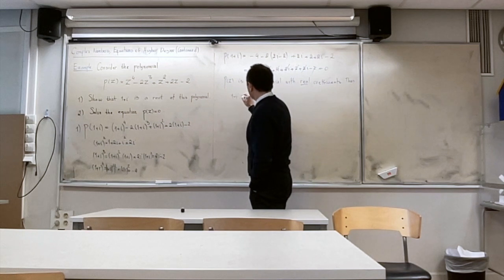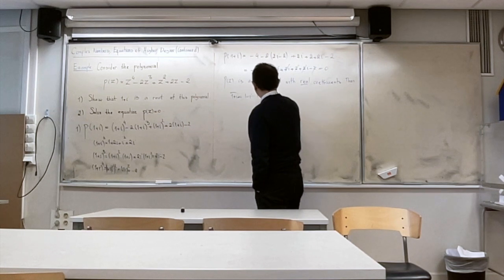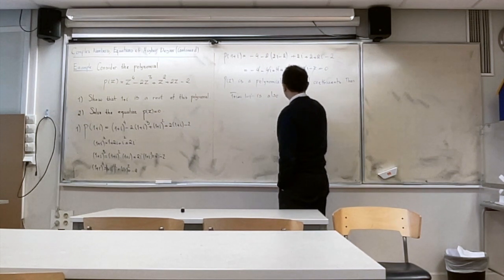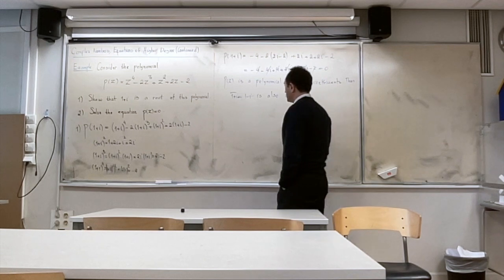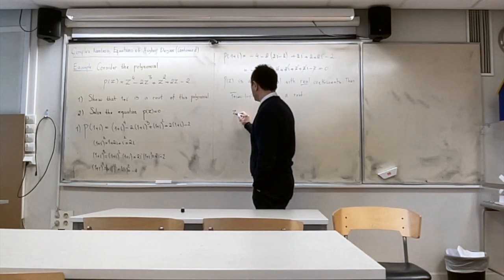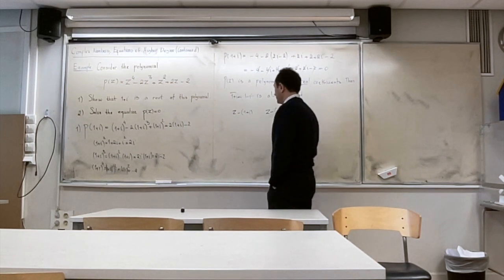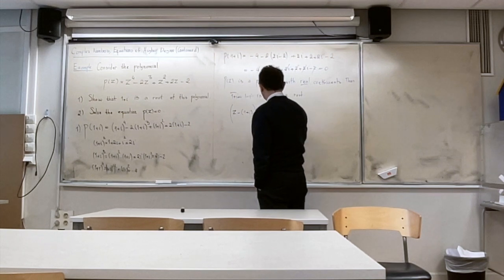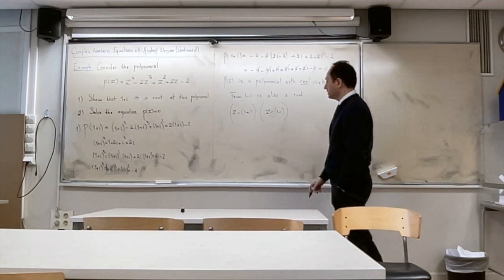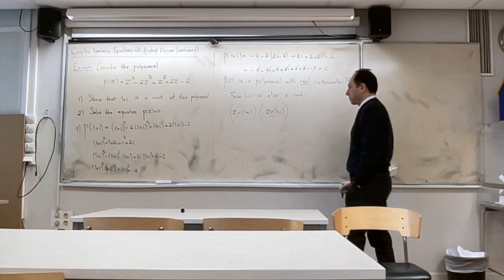Thus 1 minus i, which is the conjugate of 1 plus i, is also a root. So on the one hand, my polynomial is divisible by this combination. On the other hand, my polynomial is divisible by that combination. So it means that my polynomial will be divisible by the product. Okay, so let us do this product.